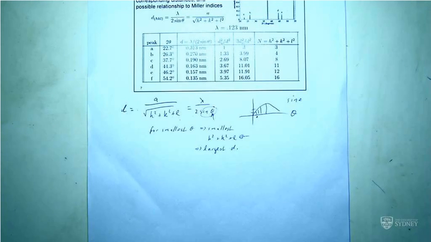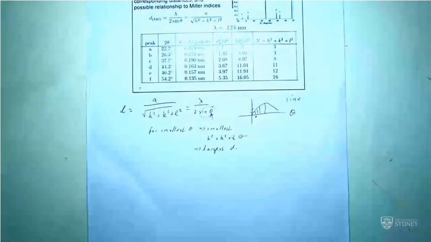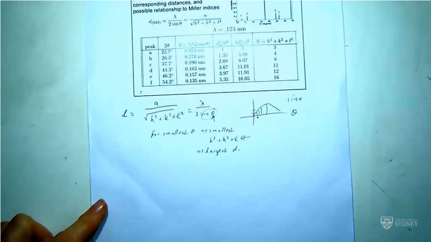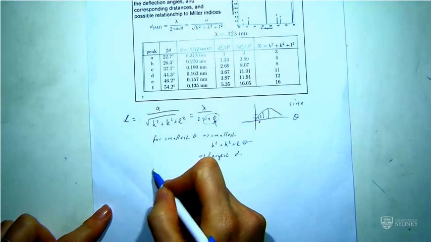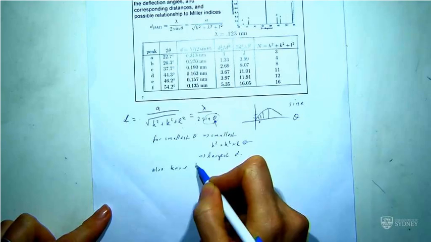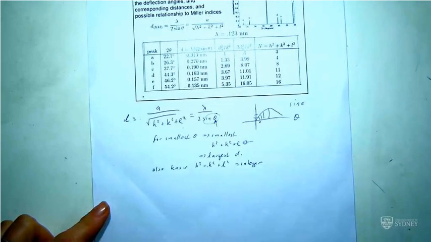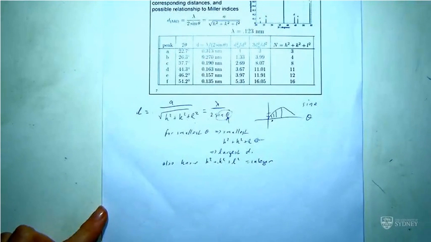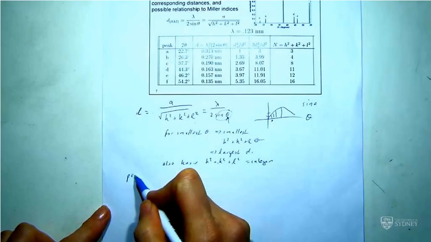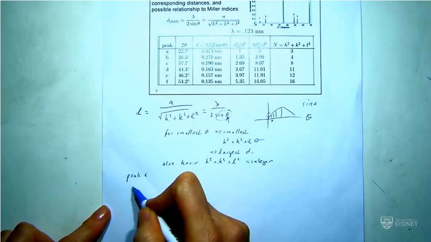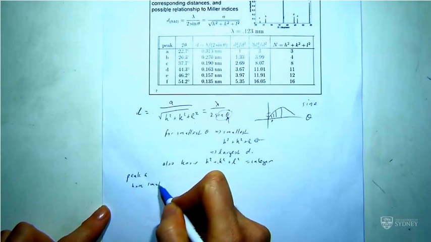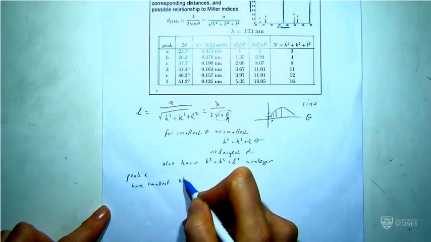And we also know another thing about the hkl and also the h squared plus k squared plus l squared. We know it has to be an integer. Okay. So we also know h squared plus k squared plus l squared has to be an integer. And I think that's probably about all we know at this point here. So if we focus on peak A, it will have the smallest h squared plus k squared plus l squared.